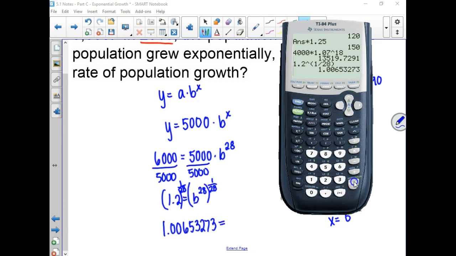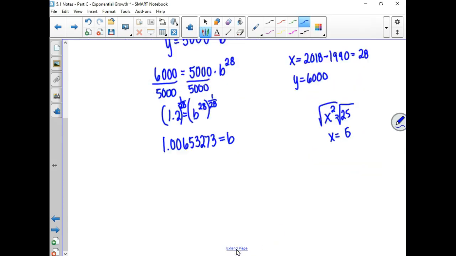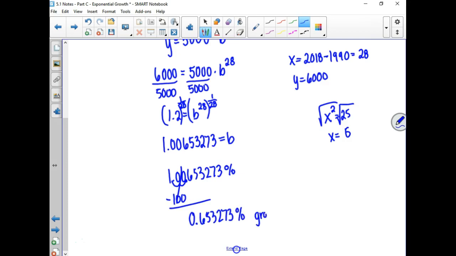1.0065323 as our b. Now, that is our b. That is not our population growth rate. So what we have to do is what we were doing on those problems in Part B. We have to take 1.0065323. We have to move the decimal 2 places to make it a percent. And then we subtract 100. So we are going to get 0.653273% growth for our answer here.